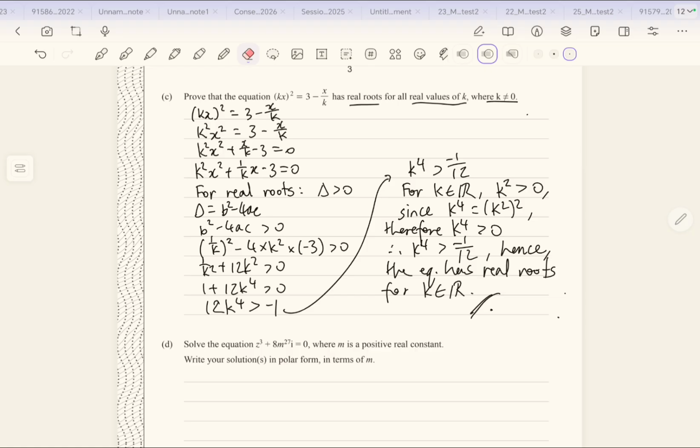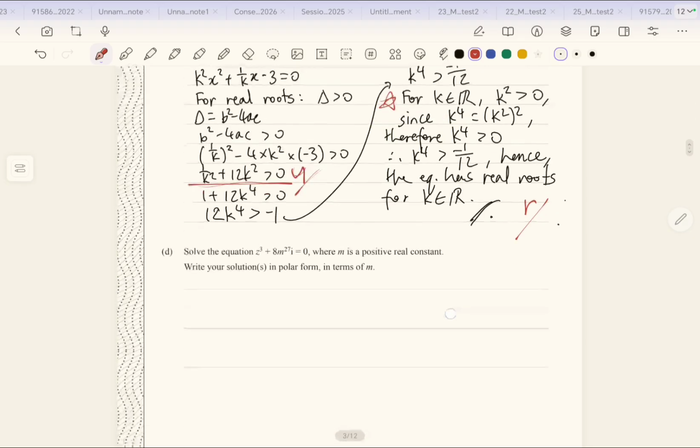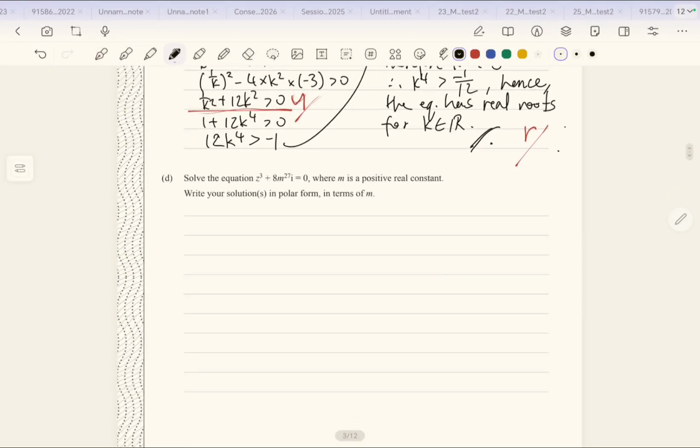You get one U mark. You get your U mark when you reach this step. Here, this step. And you get your merit mark, which is your R mark, when you explain this correctly over here. Right. Now let's get on to part D.